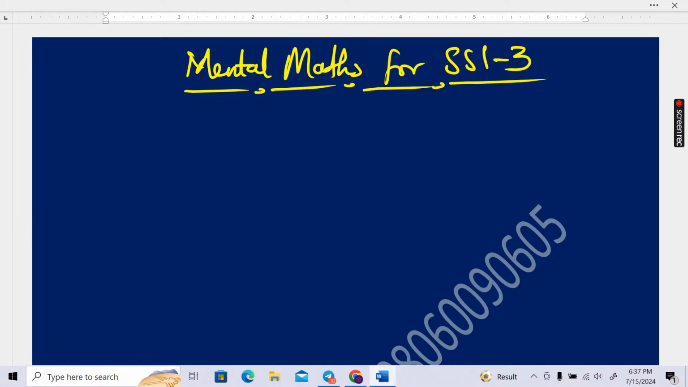Now, this is the goal of mental math. Mental math helps you do fast calculation in your head. That's the goal. So in a situation whereby other students will have to wait to use the calculator, or other students will have to wait to begin to look for a pen and a book, you have gotten the answer.